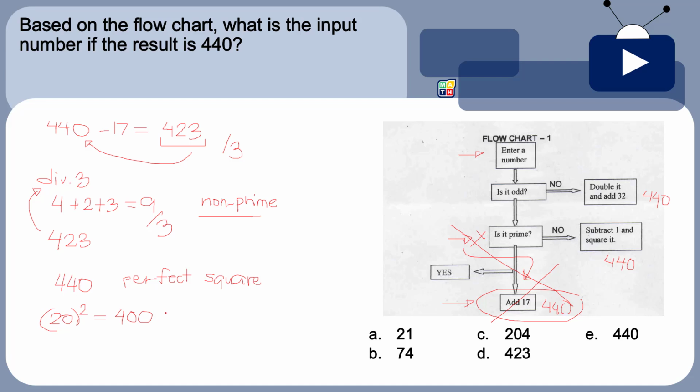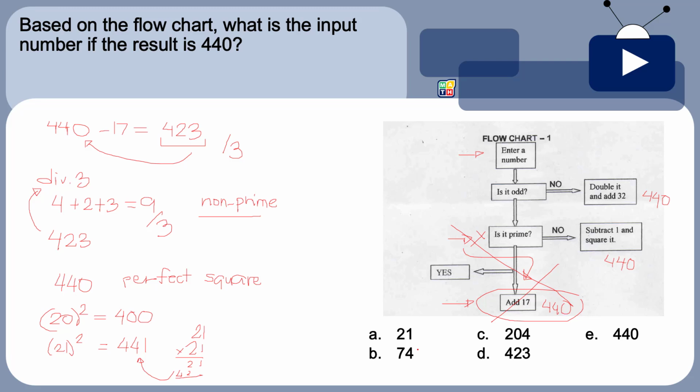Now, you might want to check that. The next perfect square of integers we have here is 21 squared. That's actually equal to 441, because that's 21 times 21. You'll have 1, 2, 2, 4. So you will have 441. But take note that our number is 440.